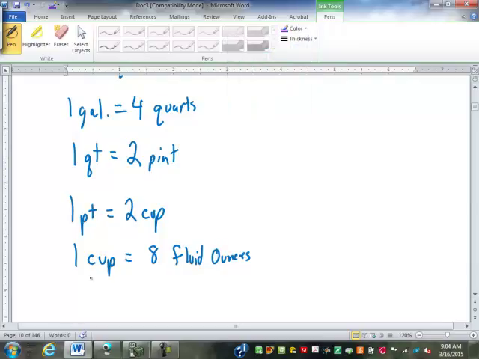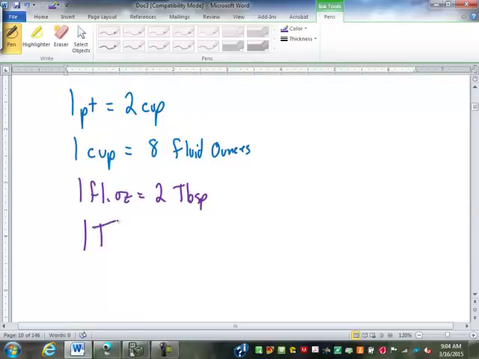Smaller than a fluid ounce, tablespoons. There's 2 tablespoons in a fluid ounce. Technically, a lot of times, usually instead of going 2 tablespoons in a fluid ounce, they go 1 cup is 16 tablespoons instead. Same difference though. There are 3 teaspoons in a tablespoon.